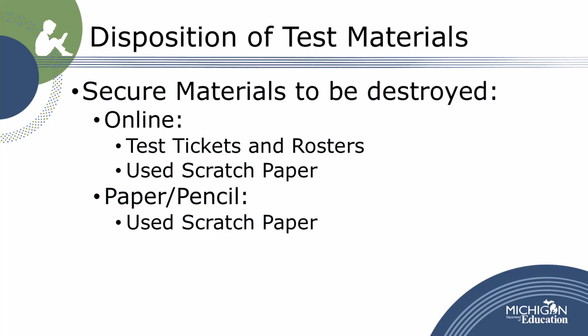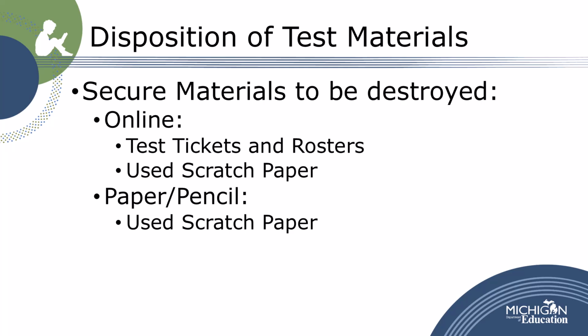Some secure materials must be destroyed after testing. There are secure materials that need to be securely destroyed for both online and paper/pencil testing. In online testing, examples of secure materials include test tickets and rosters, and all scratch paper and graph paper used. These materials must be securely destroyed after the test administration. For paper/pencil testing, all used scratch paper must be securely destroyed.